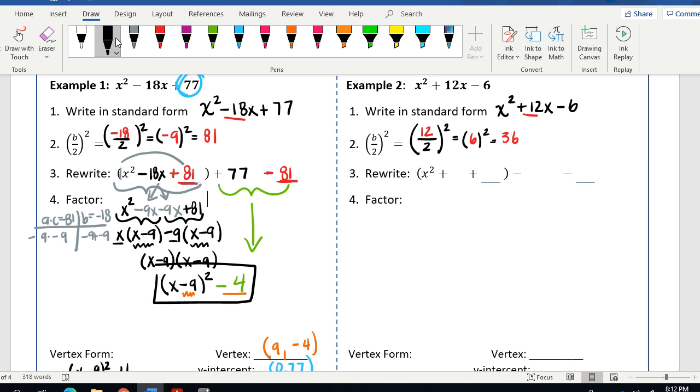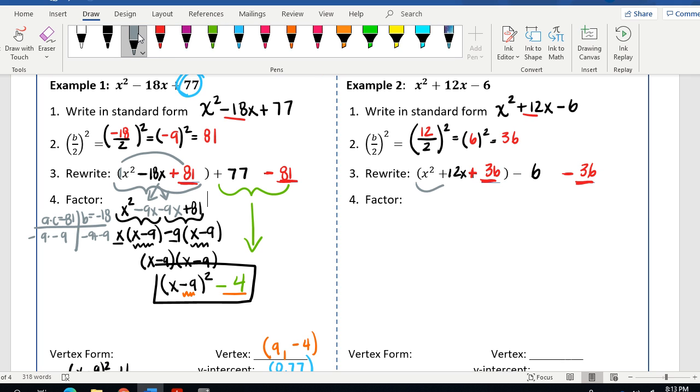I'm going to rewrite my expression. So I'm always going to have x squared plus 12x plus a blank, minus my c, which was 6, minus a blank. Okay, so the most important part is I should always have this plus a blank, and then I have to have this minus a blank. And I'm going to put my step 2 in there, which was a positive 36.